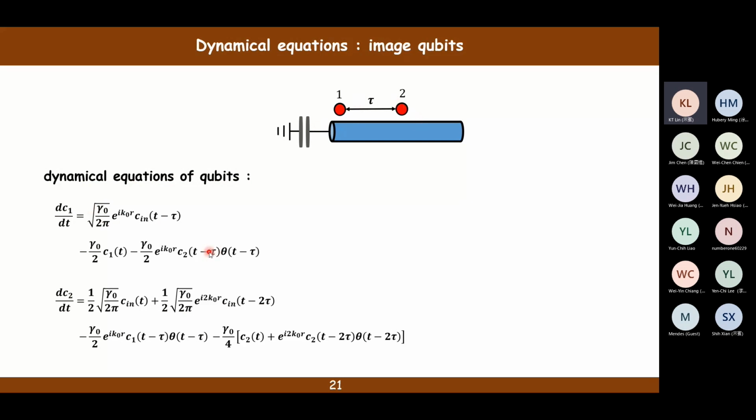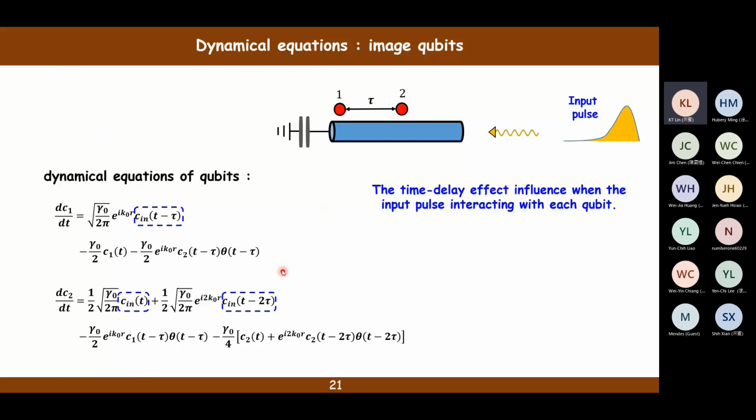And there are some findings for these two equations. The first one, the input part, means that we have the input pulse interacting with these two qubits, and you can see this interaction is influenced by the time delay tau. So this means that the input pulse cannot interact with the two qubits at the same time. It must have some time delay in this kind of interaction. Okay, and also these two terms describe the dipole-dipole interaction.